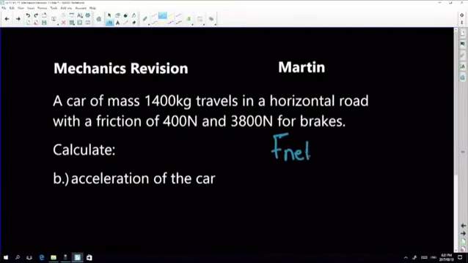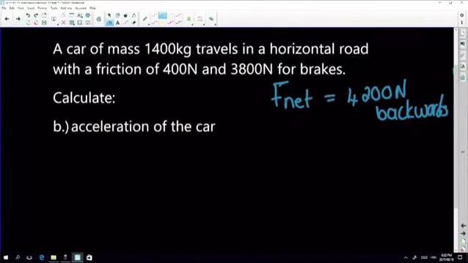Okay, so we found out before the break that my F net was 4,200 newtons backwards. So now they ask you to calculate the acceleration of the car. Now, this is Newton's second law. So this is F net equals ma. Be careful here now. By default, we've made forwards the positive direction. Your F net is backwards, so it must be negative. My mass is 1,400.